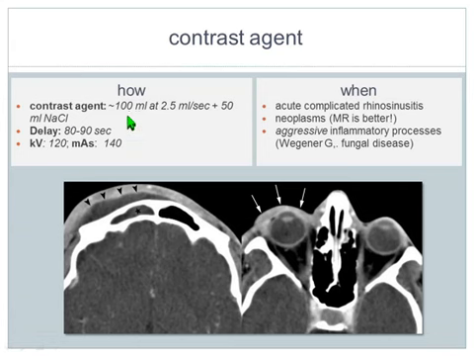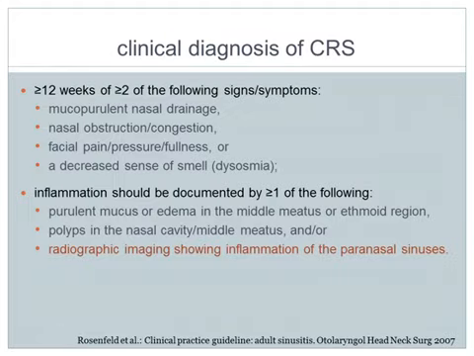Contrast agent should be used. The delay usually is between 80 and 90 seconds, and the rate of injection is around 2.5 milliliters per second. This use of CT is indicated in acute complicated rhinosinusitis, but also in neoplasms if you are not in the condition to use MRI, because MRI in this special setting is better than CT. Aggressive inflammatory disease will also require the use of contrast agent.